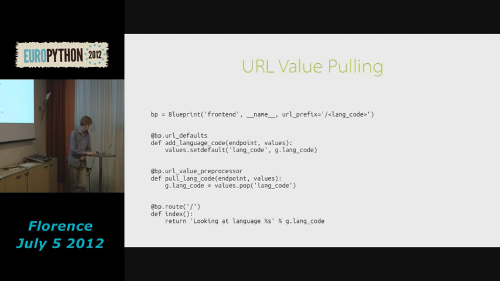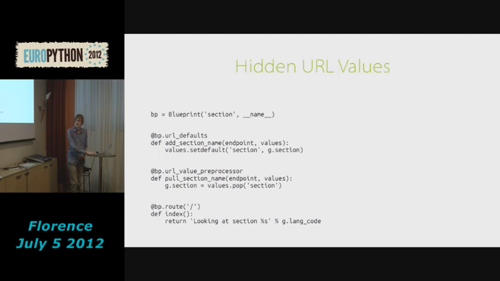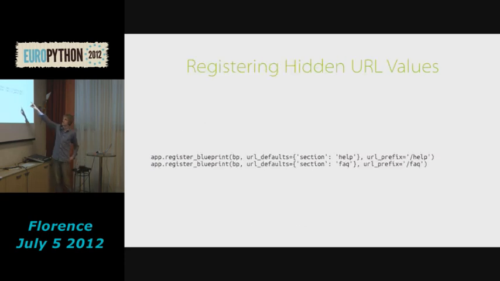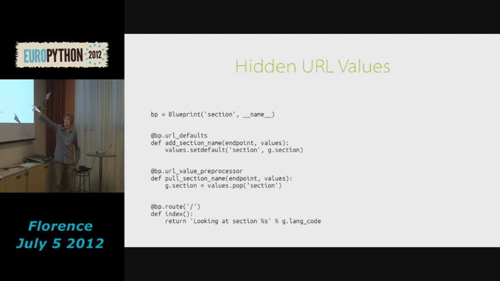All right. So the more extended version of this would be getting rid of the URL values. So it's basically the same thing. I just renamed language code to section. And what we then do is we register the blueprint with the section help. So URL defaults has the section help in there. We register the blueprint a second time with the section FAQ. And then we have a specific URL prefix. So nothing in the URL ever mentions that the thing section exists. It's hidden away. But it's still passed through like everything else.